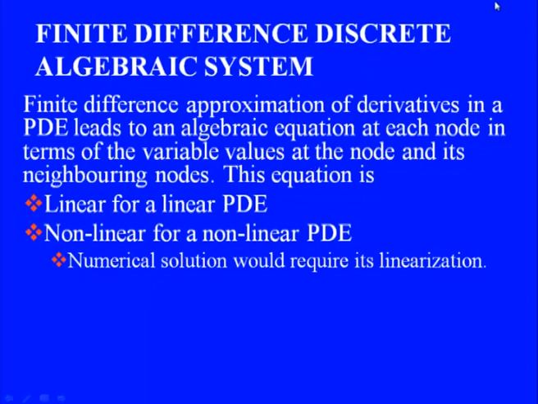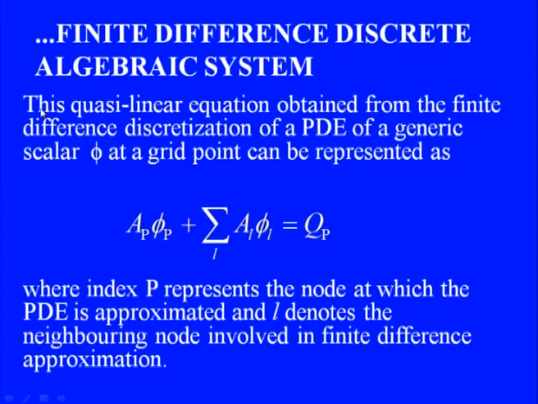Now even if the equation were non-linear, we would write it in a linearized form, because that is what we would use in the numerical solution of our discrete algebraic system. So now let's write that linearized form. If our equation were linear, the form would be as such. Otherwise, we will call it a quasi-linear equation.